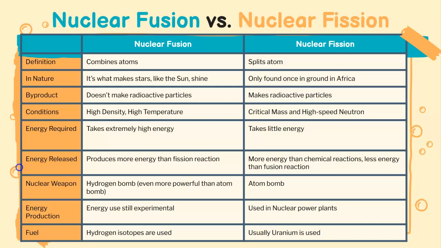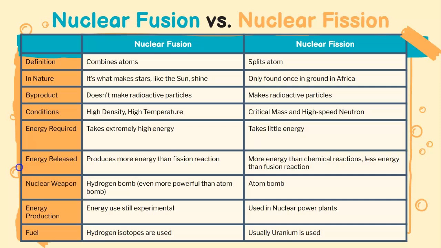Fusion takes extremely high energy to occur. Fission takes very little energy. Fusion produces more energy than fission reactions, but fission creates more energy than chemical reactions. Fission is what we used when we made the atom bomb. Fusion has not been used yet in wartime, but there is a thing called the hydrogen bomb, and it's even more powerful than the atom bomb.